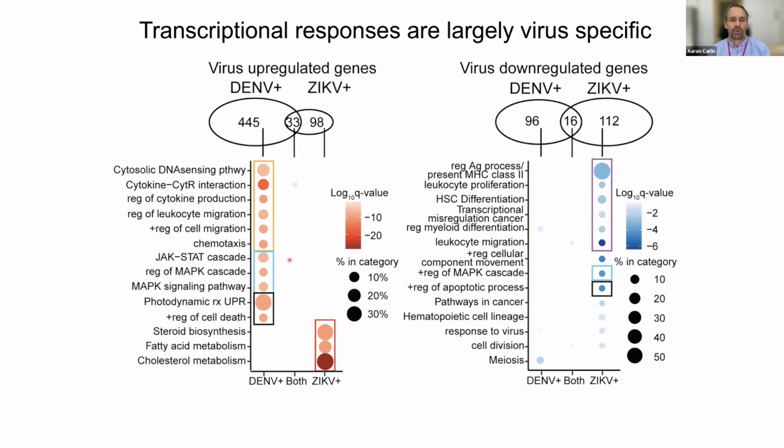The dengue virus program in general is highly inflammatory, and the Zika virus program upregulation is really restricted to lipid metabolism, which we'll talk about later. And Zika virus strongly downregulates many of the genes that are critical for DC function. And again, we'll talk about that later specifically.